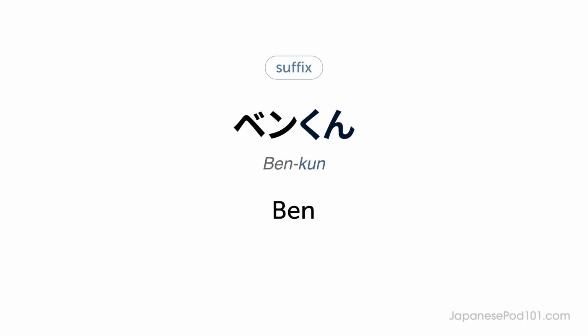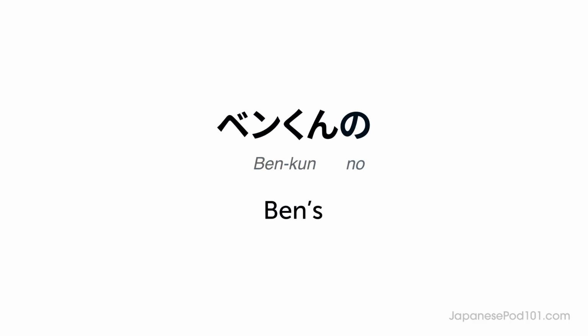君. It is often used to address males with whom the speaker has a close relationship, who are younger than the speaker, or who are of lower social status than the speaker. There is no equivalent in English. Instead, the translation is contextual. In this case, it indicates a close relationship between the speaker, Hana, and Ben. Together it's ベン君, Ben.